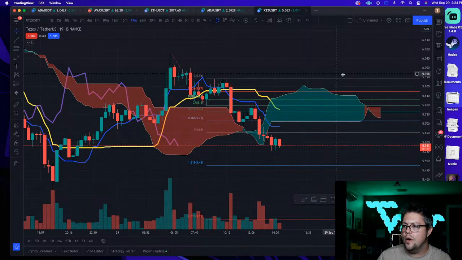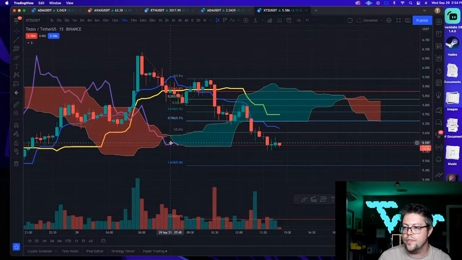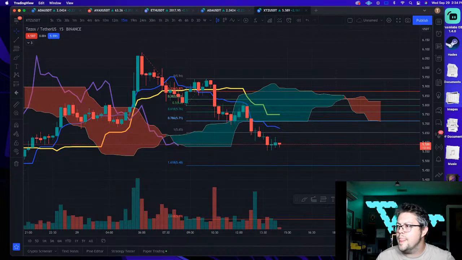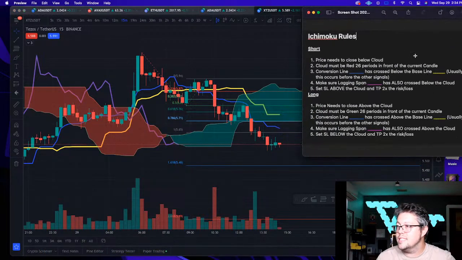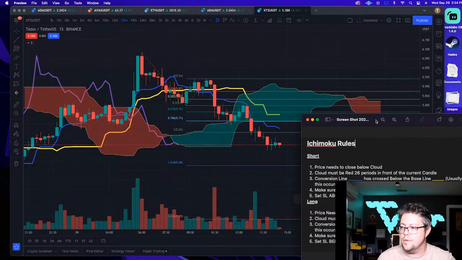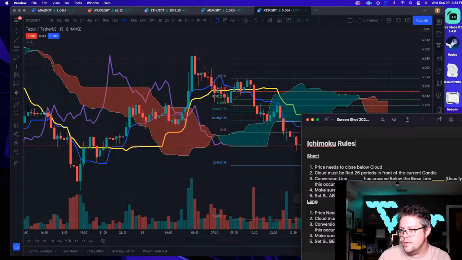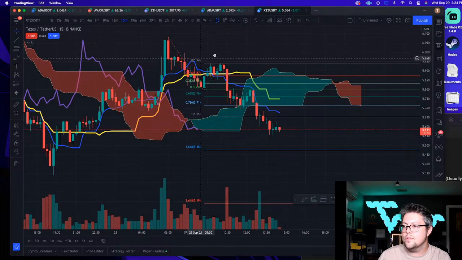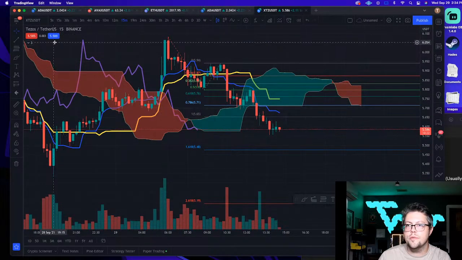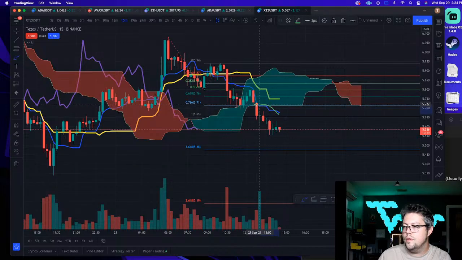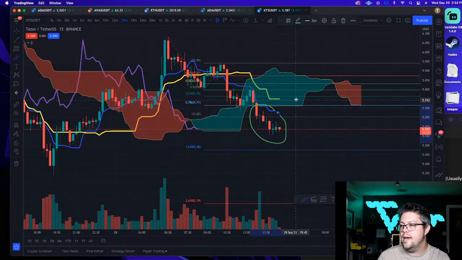So on the 19-minute, look at that, we're still in that kind of chaotic cloud with our lag indicator. So let me pull back up the rules. I'm so new to this, I still have to have the rules up to remember everything. Okay, so for a long, which would mean we're breaking this short trend, the price needs to be above the cloud. For the short, it needs to be below the cloud. So we're good for a short here on that.